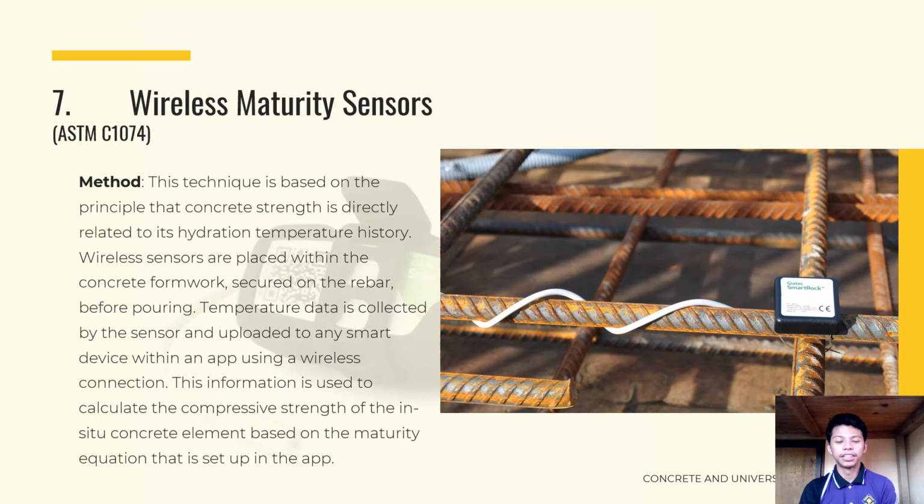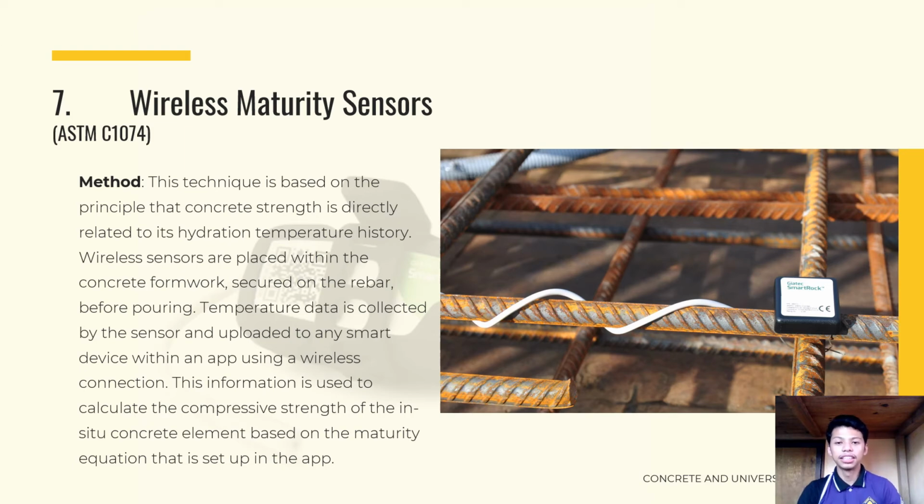Last is the wireless maturity sensors or ASTM C1074. This technique is based on the principle that concrete strength is directly related to its hydration temperature history. Wireless sensors are placed within the concrete formwork secured on the rebar before pouring. Temperature data is collected by the sensor and uploaded to any smart device within an app using a wireless connection. This information is used to calculate the compressive strength of the in-situ concrete element based on the maturity equation that is set up in the app.